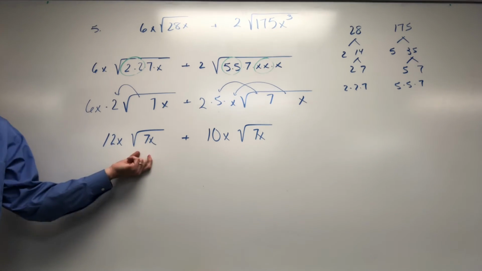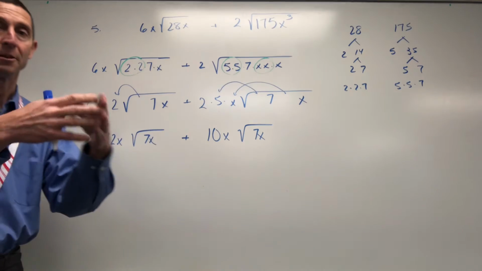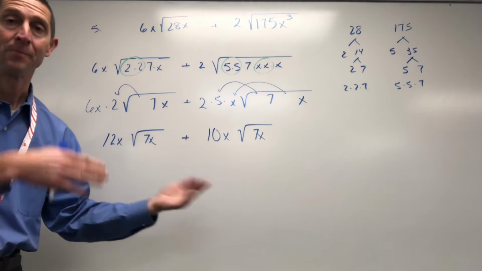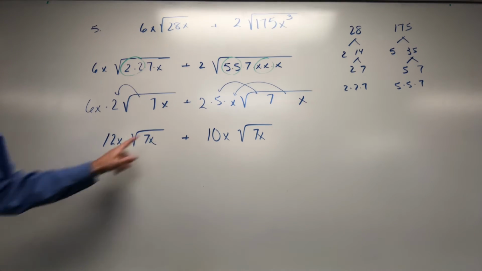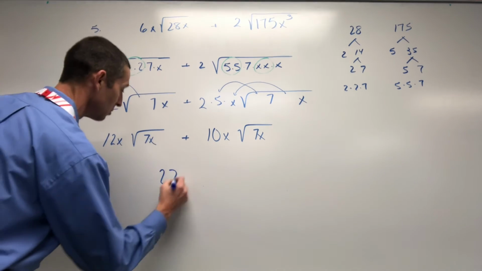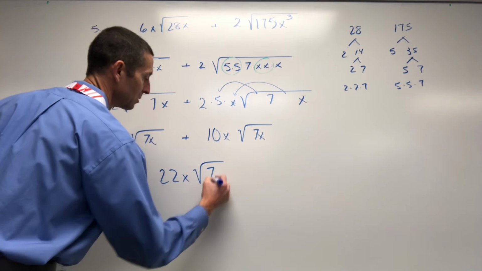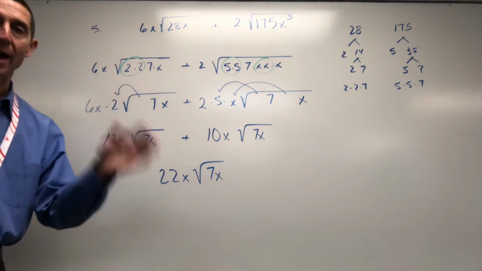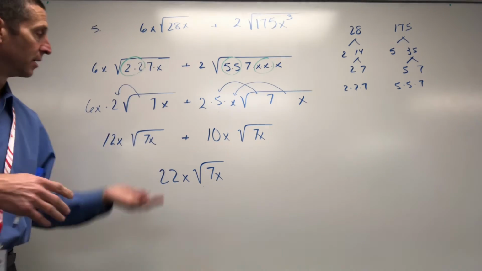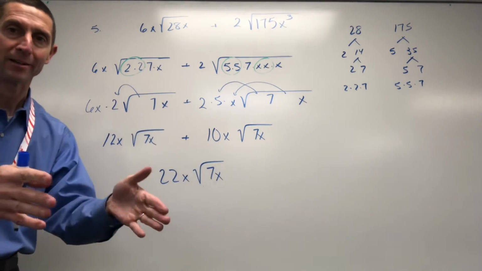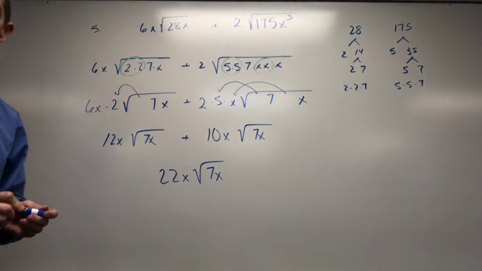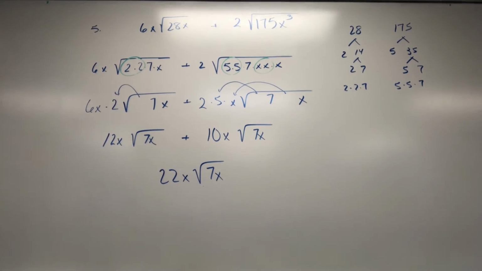X, 7x, x, 7x. Like terms are happening. Now we've got the green light. Now we can proceed. We can add them up. 12 of them plus 10 of them. 22x squared to 7x. So adding, subtracting these radicals means you've got to build it to where you've got exactly the same stuff. You've got like terms. I like it. One more example.